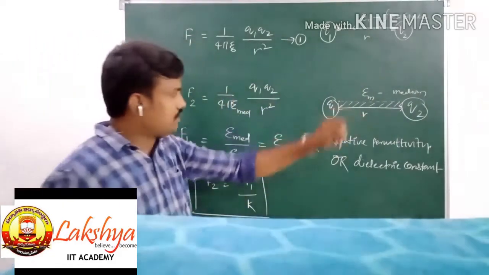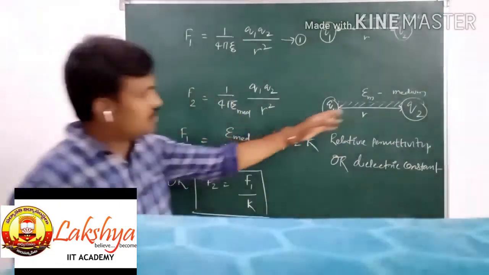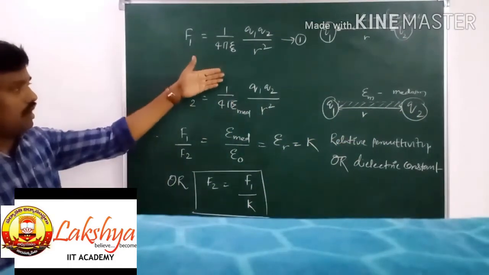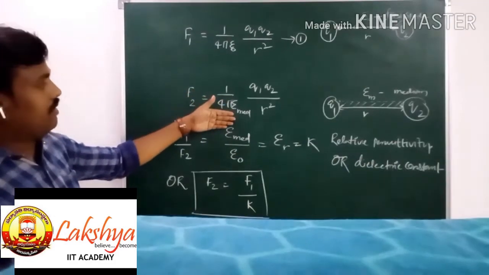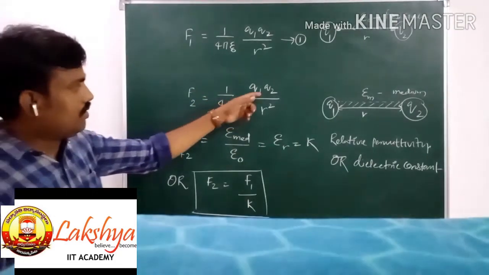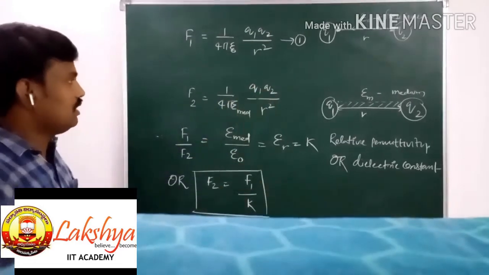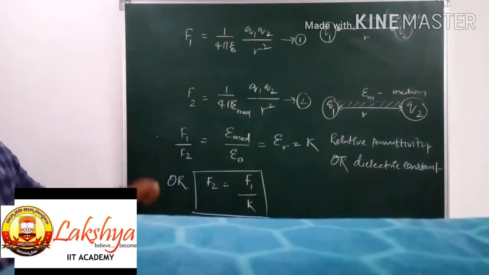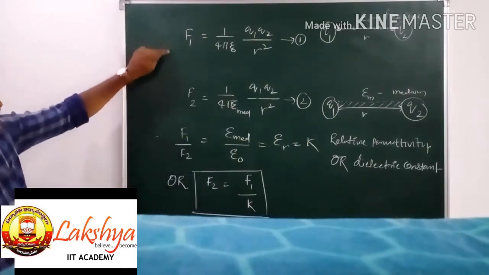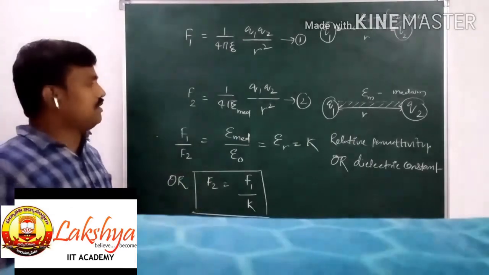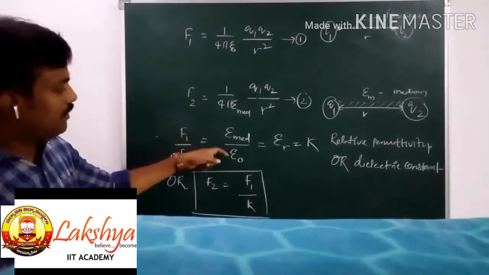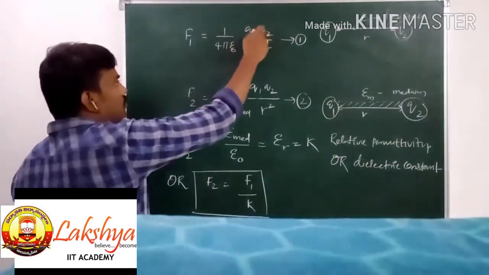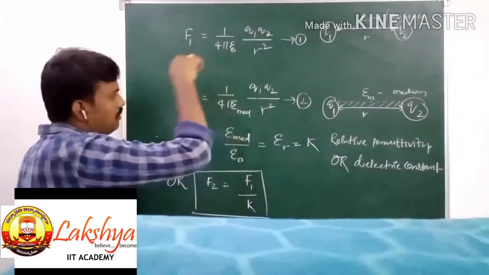So now in this case the force between these two charges is given by F2 equals 1 by 4 pi epsilon m, or epsilon medium, into Q1 Q2 by R square. So this is equation 2. Now if you divide equation 1 by equation 2, we are left with epsilon medium by epsilon naught. Why? Because the 1 by 4 pi gets cancelled, and Q1 Q2 by R square gets cancelled.